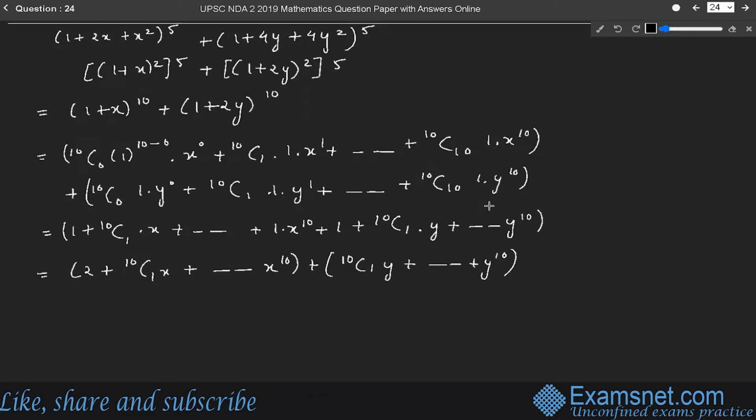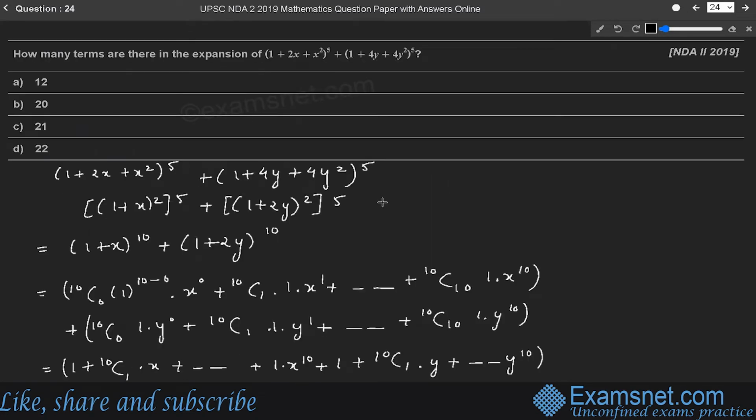Here we can see that the number of terms is 11 plus 10, which is equal to 21. So the required number of terms is 21. Hence, the correct option here is option number C, which is 21.